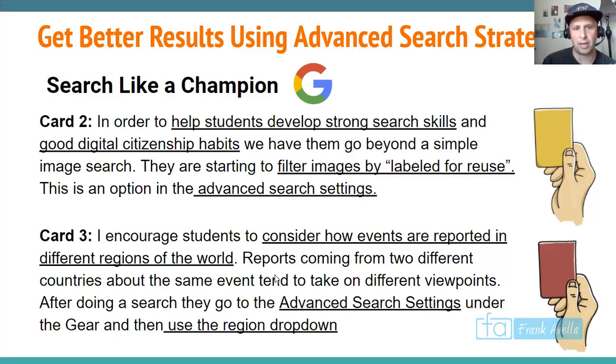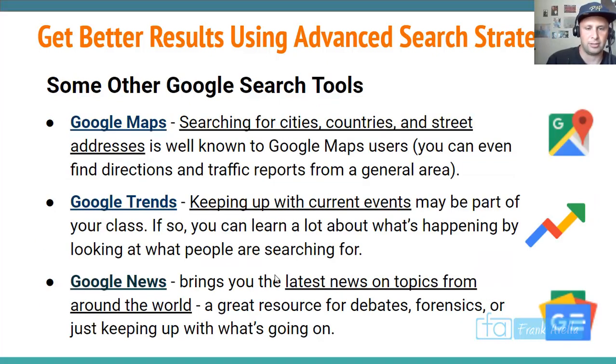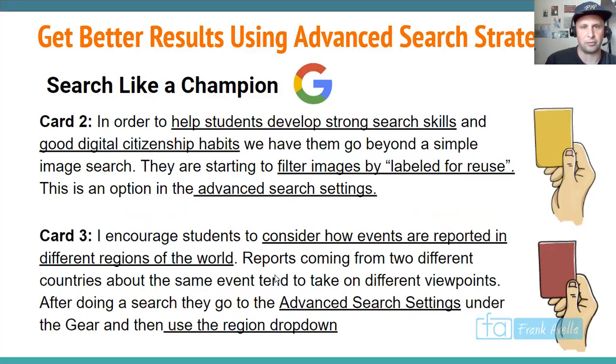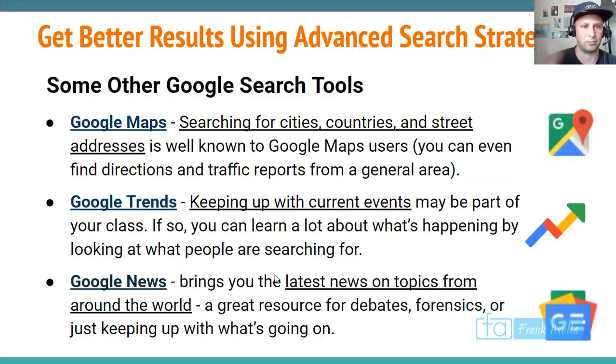Card three. I encourage students to consider how events are reported in different regions around the world. So reporting from two different countries about the same event can take students to two different viewpoints. After doing a search, they can go to advanced search settings under the gear and then use the region drop down. And the region is for different parts of the world.